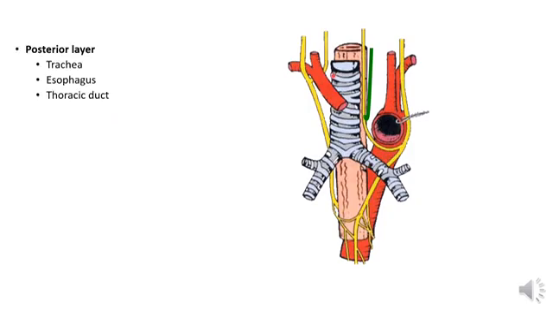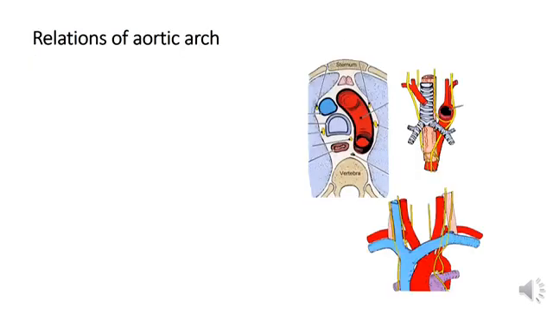The posterior layer, we have the trachea and the esophagus and the thoracic duct. Here the aortic arch has been cut, and we can see this is the left vagus arching around the arch of the aorta, giving us the left recurrent laryngeal nerve, while this is the right vagus arching around the first part of the right subclavian artery, giving us the right recurrent laryngeal nerve. The left vagus will continue as the anterior vagal trunk, while the right vagus will continue as the posterior vagal trunk.